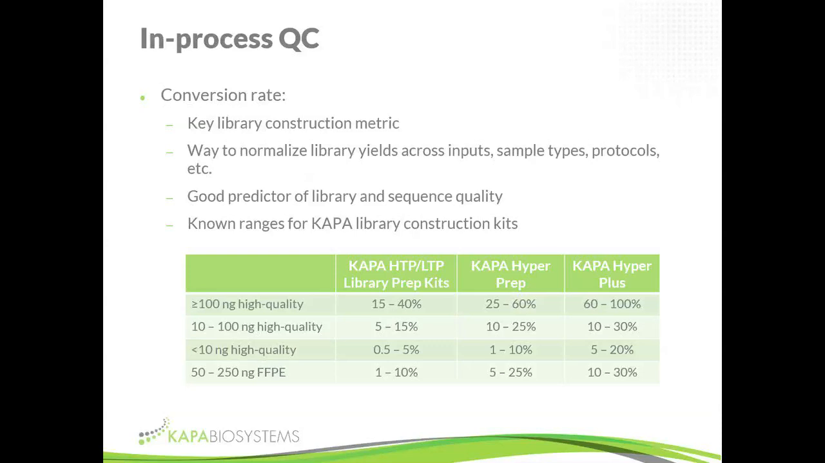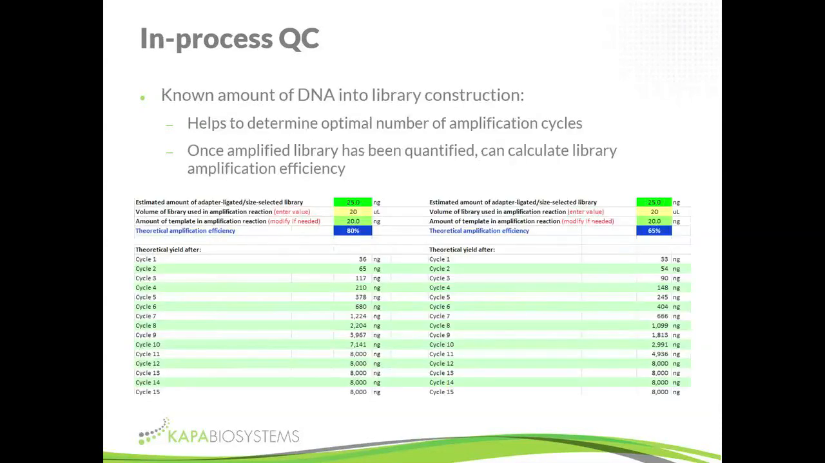Is there anything else in the protocol that I need to optimize? And then just about predicting or assessing library amplification. So we built this calculator, and please contact our support team. We're happy to share this. If you know how much DNA you have, the calculator has a bunch of parts up front that helps you through the whole process. So you can say, I have 100 nanograms of DNA, my conversion rate was 25%, which means I'm going to have more or less 25 nanograms of DNA available, but I eluted it in 25 microliters, and I'm only going to use 20 for the library amplification reaction, so I'm only really doing 20 nanograms of template in there.